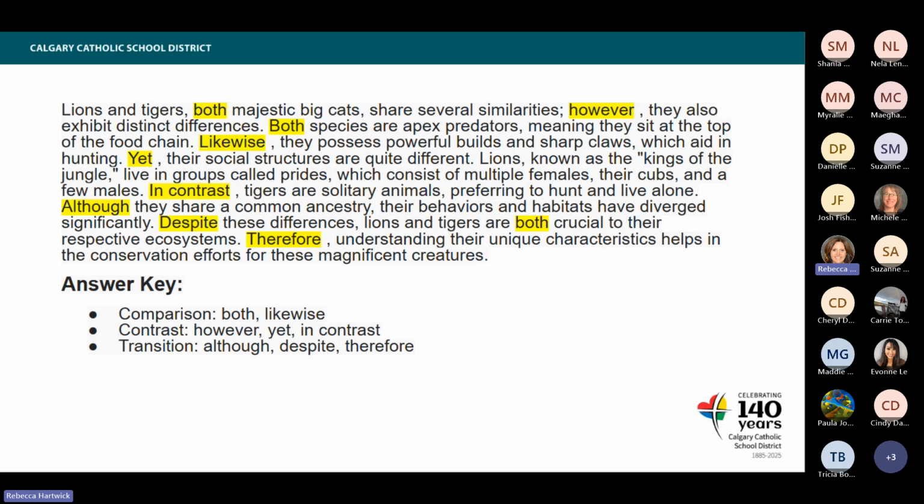And then we have, however, they also exhibit distinct differences. So however is also a cohesive device, and it's a contrast cohesive device. You can see they're both, likewise, yet, in contrast, although, despite, both again, and then therefore are also highlighted there. So when you read the passage, you can see that including the cohesive devices links all the ideas together well. It also provides some academic language throughout that brings up the level of this piece of writing.